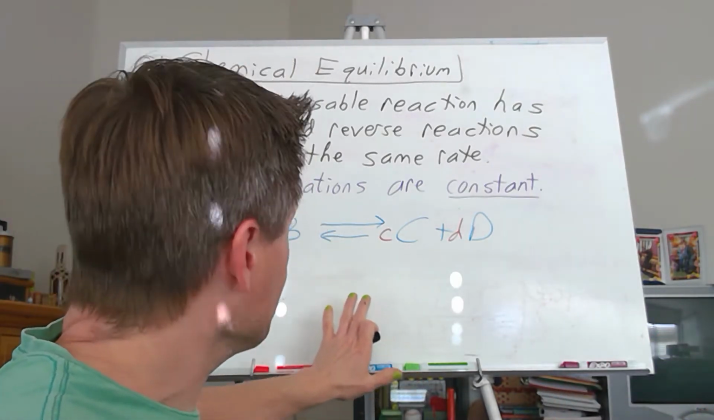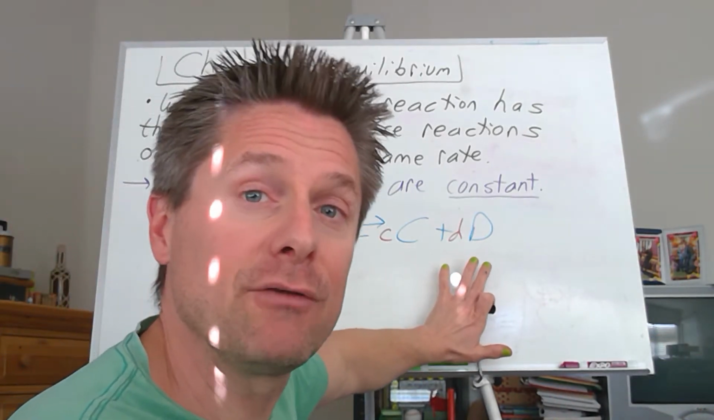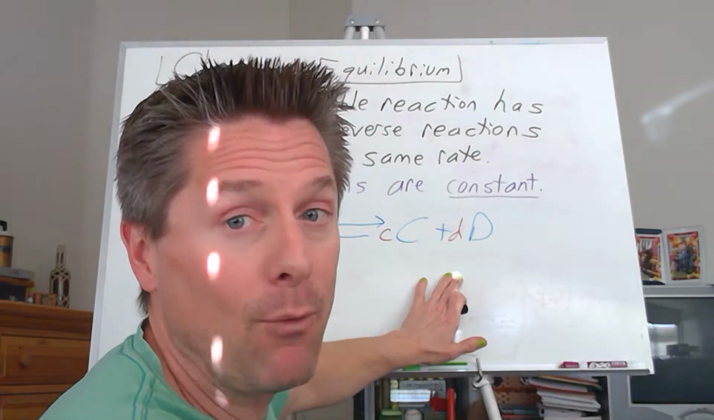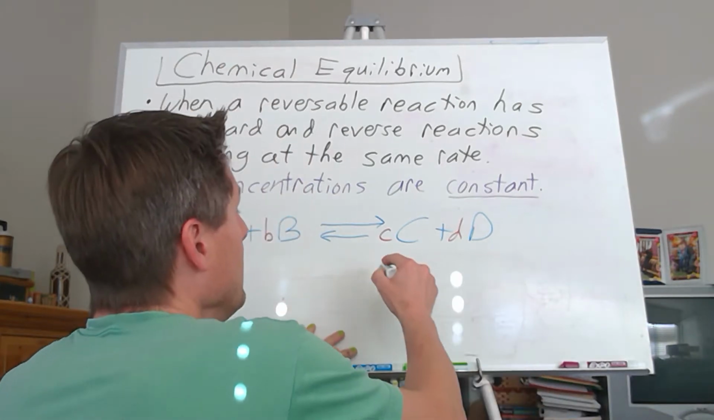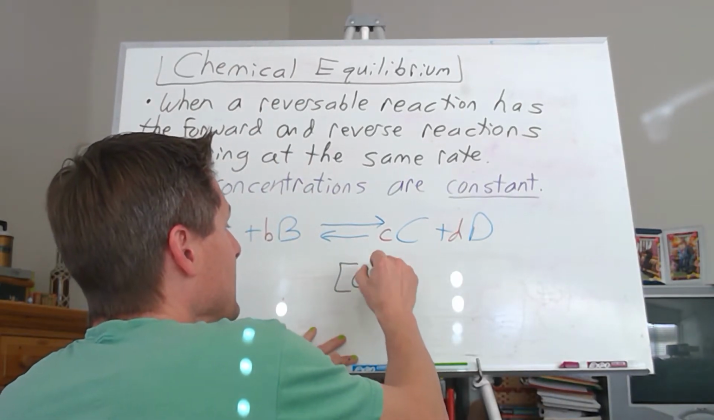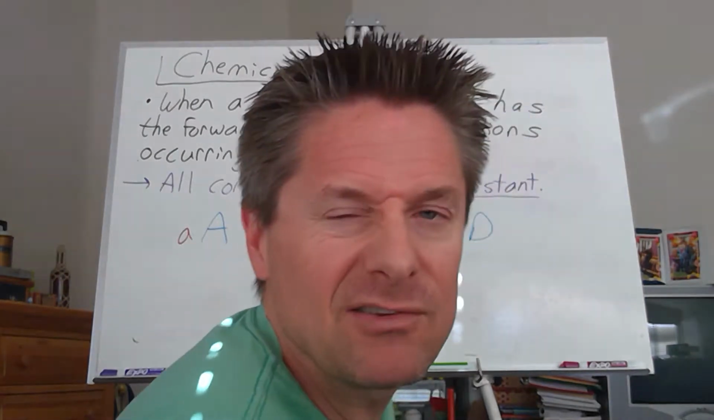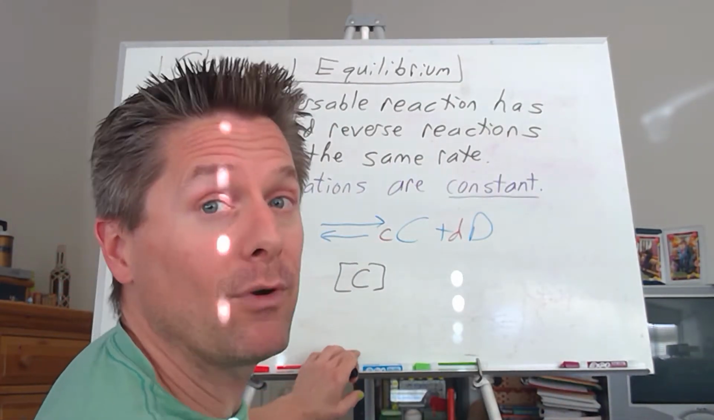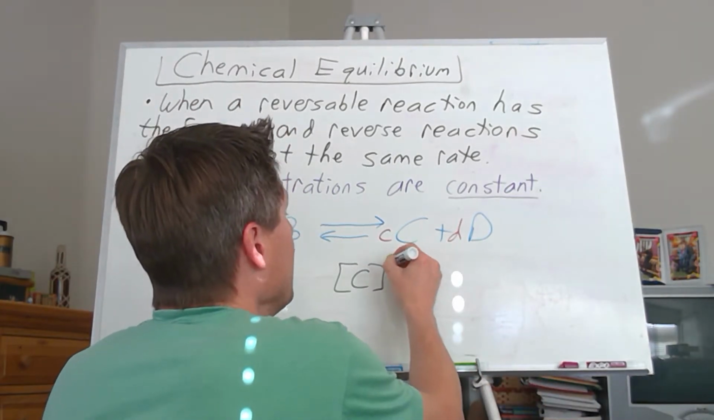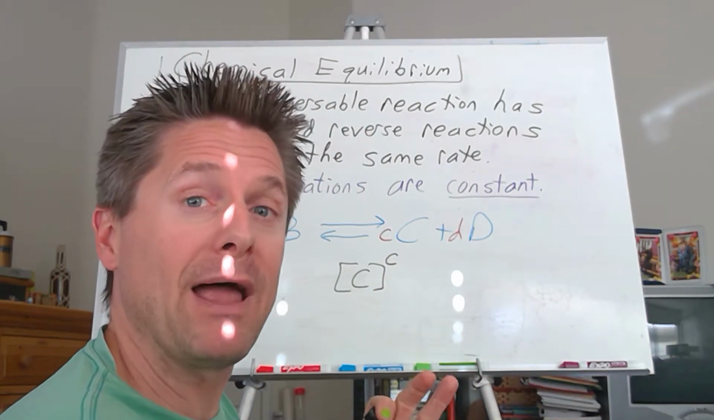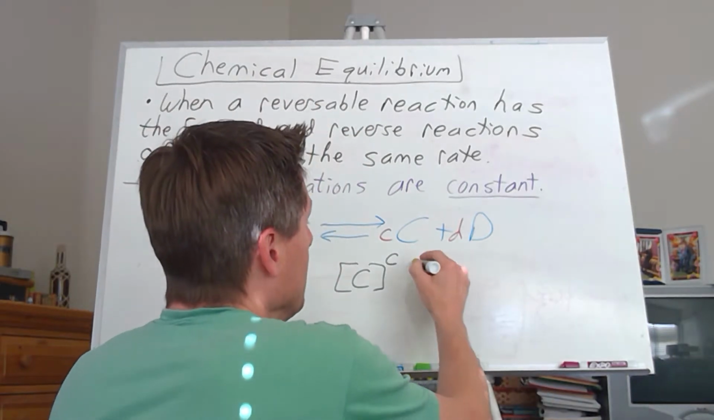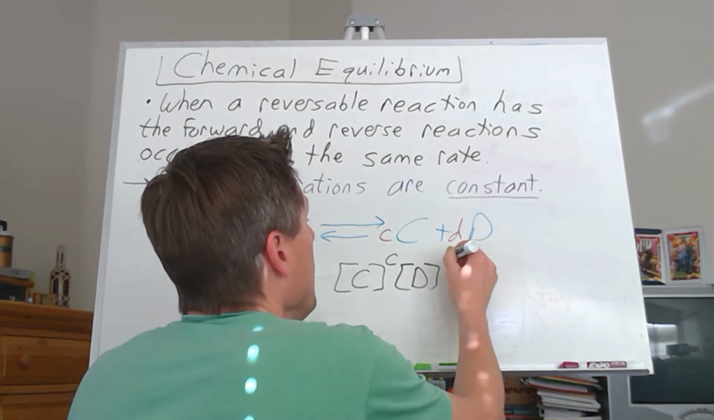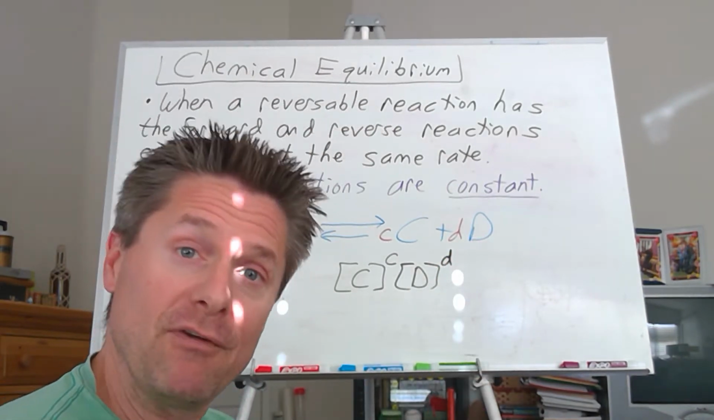What they found is if you take the concentration of your products, multiply those together, and raise those to the power of their stoichiometric coefficient. For example, let's take the concentration of species C. Usually it's in molarity, doesn't have to be, but it's commonly in molarity. That's what the brackets mean, the molarity of. And raise that to the power of its stoichiometric coefficient. So we'll put the little c up there. Let's multiply that by any other products we have. So in this case, we've got D. So let's take the molarity or concentration of D and raise it to the power of its stoichiometric coefficient.